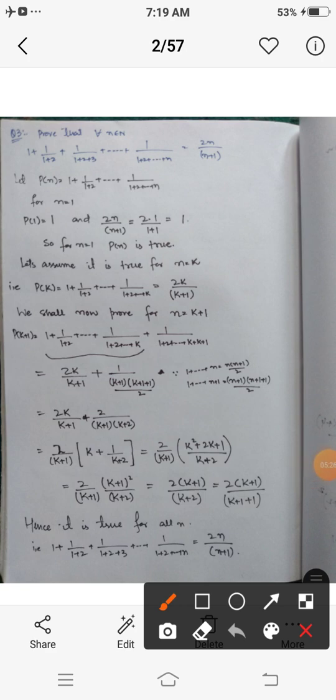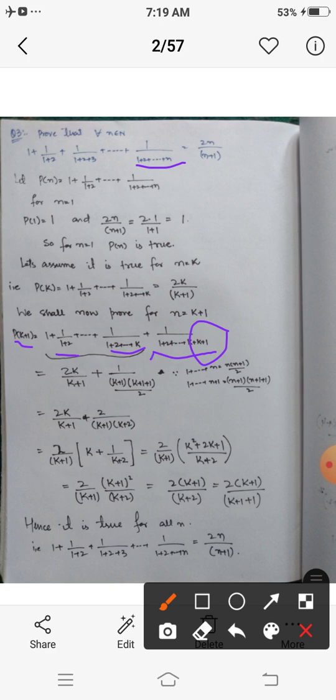Now we shall prove this for k plus 1. Now P of k plus 1 becomes 1 plus 1 upon 1 plus 2 plus so on to 1 upon 1 plus 2 plus so on to k plus 1. Because here up to n it is 1 plus 2 plus up to n. So for k plus 1, here we should have this k plus 1.